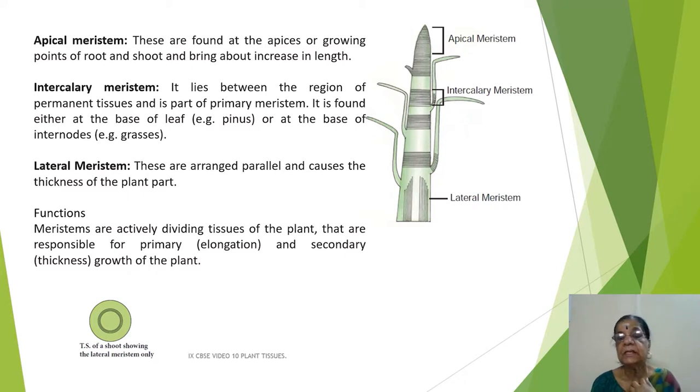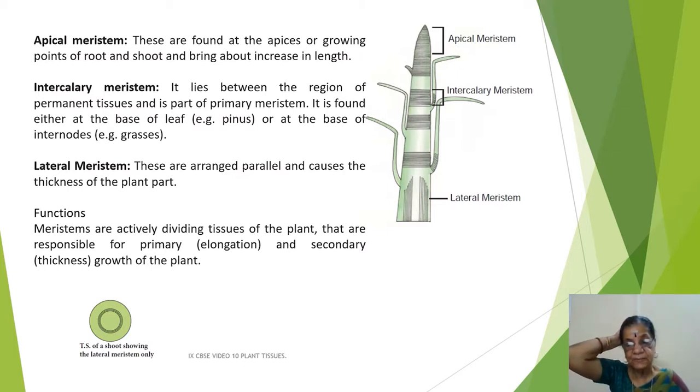The next one is about meristematic tissue and its location. Based on the location of the meristem, they are classified into apical meristem, intercalary meristem and lateral meristem. See this diagram: at the tip, apical meristem. This is the shoot apex, the tip of the stem, that region. Then intercalary meristem, in the nodal region, can you see the arrow pointing? That is intercalary meristem and lateral meristem.